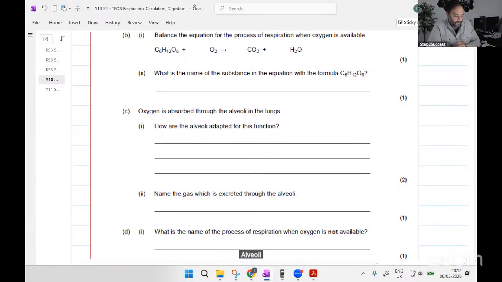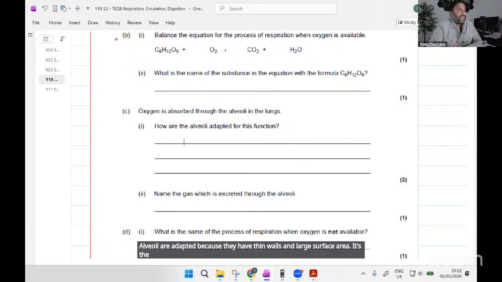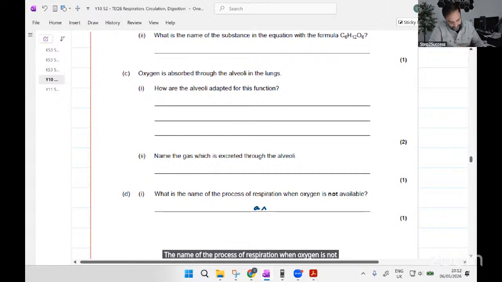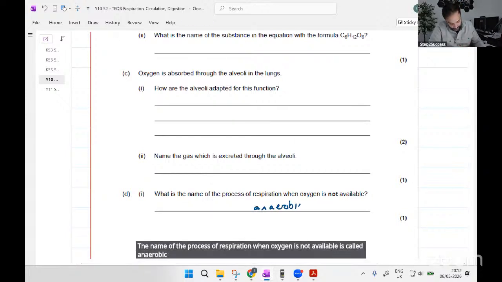Alveoli are adapted because they have thin walls and large surface areas, the same as villi in terms of the answer. A gas which is excreted means removed, which gas is removed from your body. Hopefully you know that. The name of the process of respiration when oxygen is not available is called anaerobic respiration.